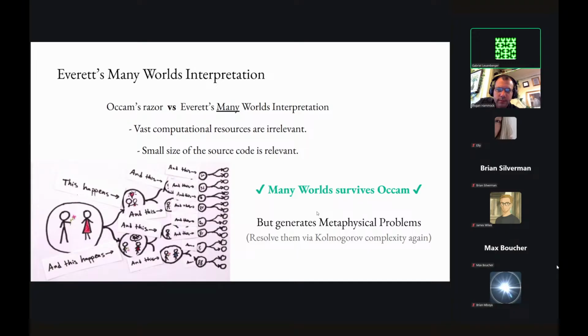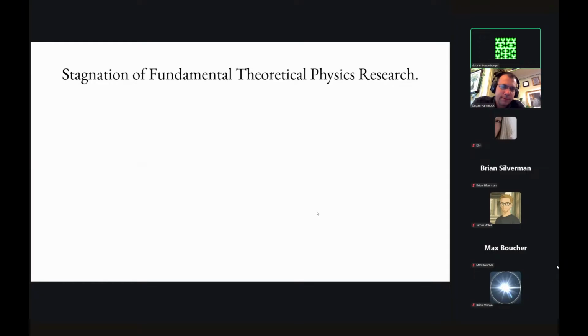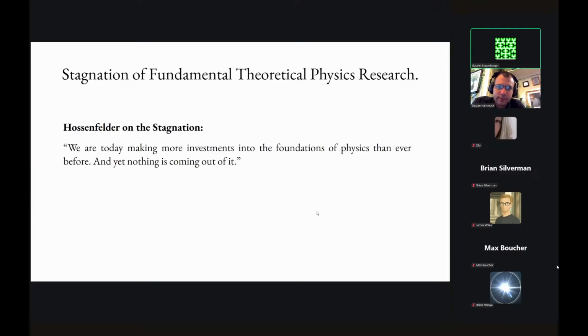So, yeah, I mean, you cannot reject the many worlds interpretation that easily. Some physicists are convinced that this is true, right? That the many worlds interpretation is true, and some are convinced that it is false. So here what I'm saying is not that it's surely true, just that you cannot dismiss it easily. And if I would bet my money, I would actually bet it on the many worlds interpretation also, right? Without being dogmatic here. I will continue to the stagnation of fundamental theoretical physics research.